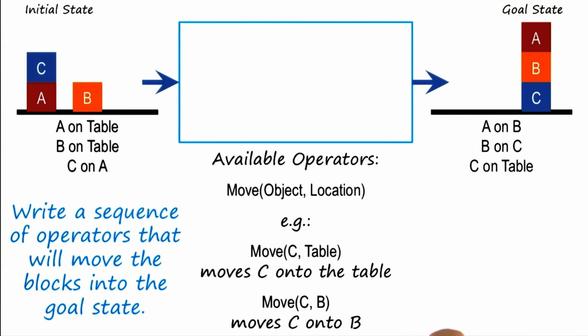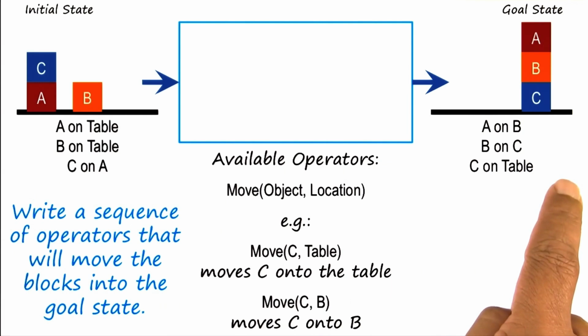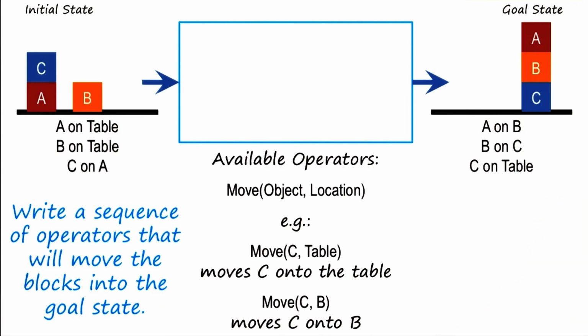Let us also suppose that we're given some operators in this world. These operators essentially move some object to some location. For example, we could move C to the table, or C on to B, or C on to A. Not all the operators may be applicable in the current state. C already is on A, but in principle all of these operators are available. Given these operators, and this initial state and this goal state, write a sequence of operations that will move the blocks from the initial state to the goal state.